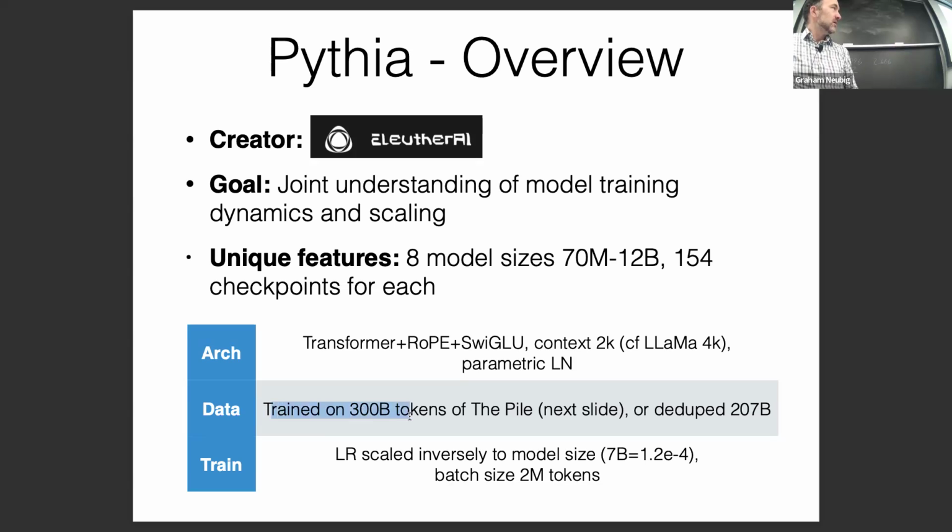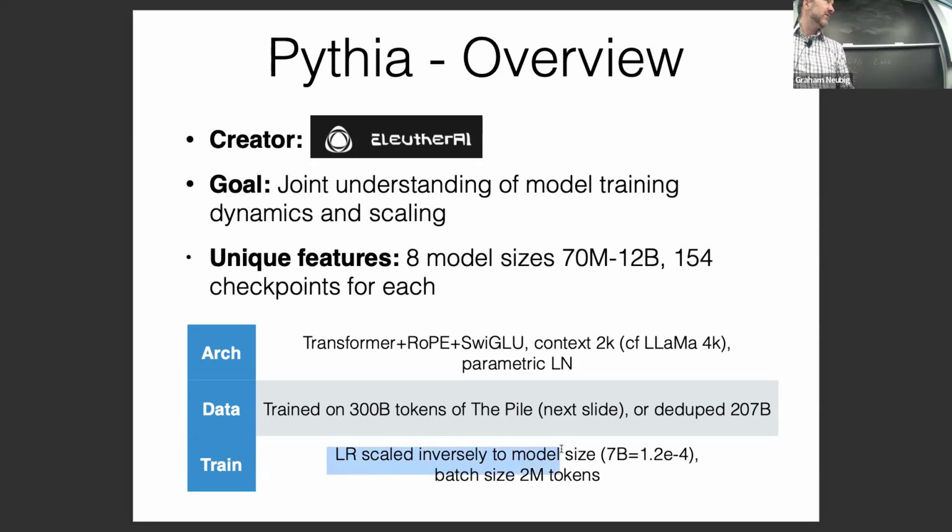The data. This was trained on 300 billion tokens of the Pile, which is on the next slide. But one interesting thing is that they also did a deduplicated training run on 207 billion tokens. And the idea is that they wanted to test how important it is to deduplicate, how much you gain by deduplicating in terms of training efficiency.